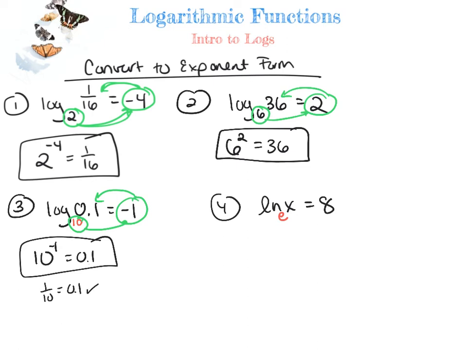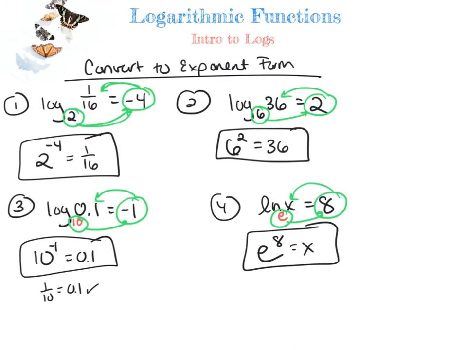Number 4, again, start at the base. Glad I have it written in there so I can see the base. Base is e. What the log is equal to is the exponent, so e to the 8th, and then it equals the inside, equals x. So e to the 8th equals x. Is that an exponent form?